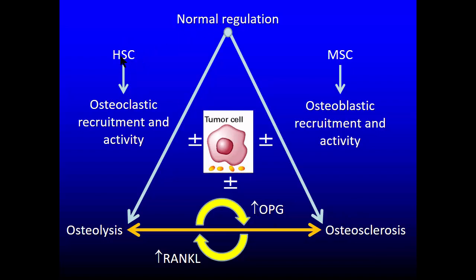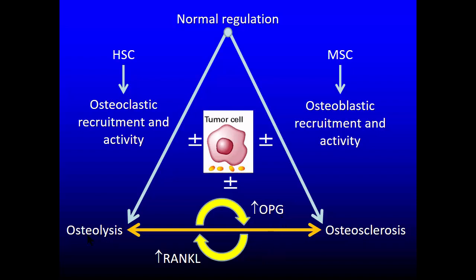Hematopoietic stem cells lead to osteoclasts, and osteoclastic activity leads to osteolysis. And some tumors will go down this route, so multiple myeloma classically goes down this route, resulting in osteolysis. But most patients with breast and prostate cancer have osteolytic and osteosclerotic areas, and the balance between the two depends on OPG or RANK ligand. So if you have more OPG, you tend to go towards sclerosis. If you have more RANK ligand, you tend to go towards osteolysis.